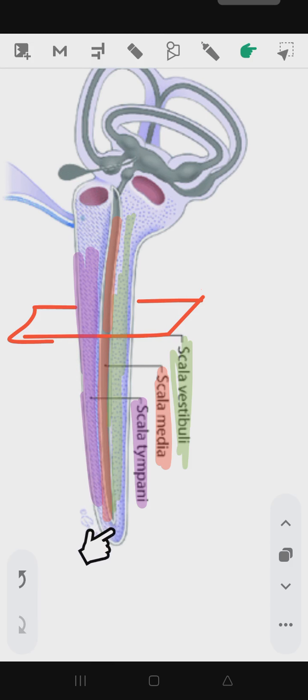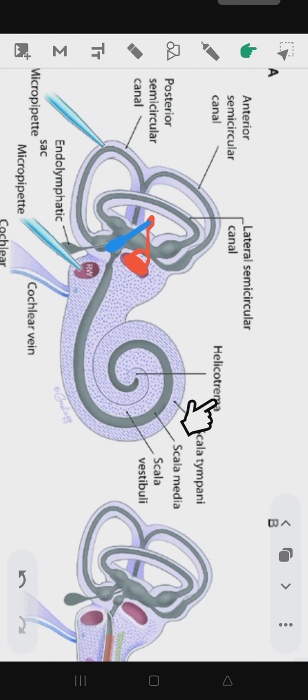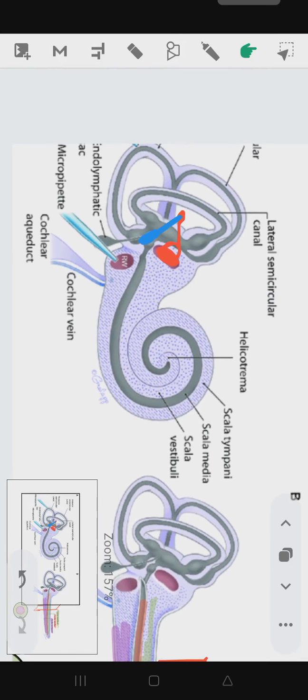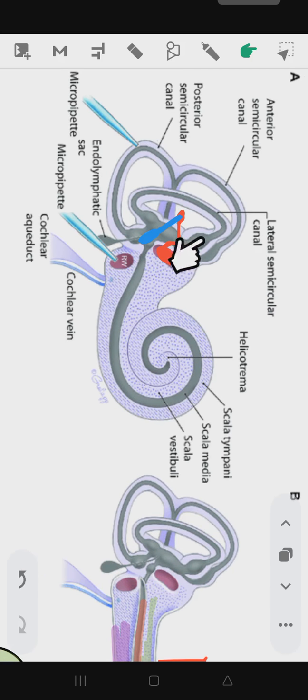We can easily appreciate that at this position, the scala vestibuli is connected with the scala tympani, isn't it? So this portion is known as the helicotrema. We can easily appreciate this pinpoint is known as the helicotrema. Now here it terminates in the round window. That's the oval window, this is the round window. Okay, guys, so we have understood the cochlear portion. The semicircular canals we will come back to.